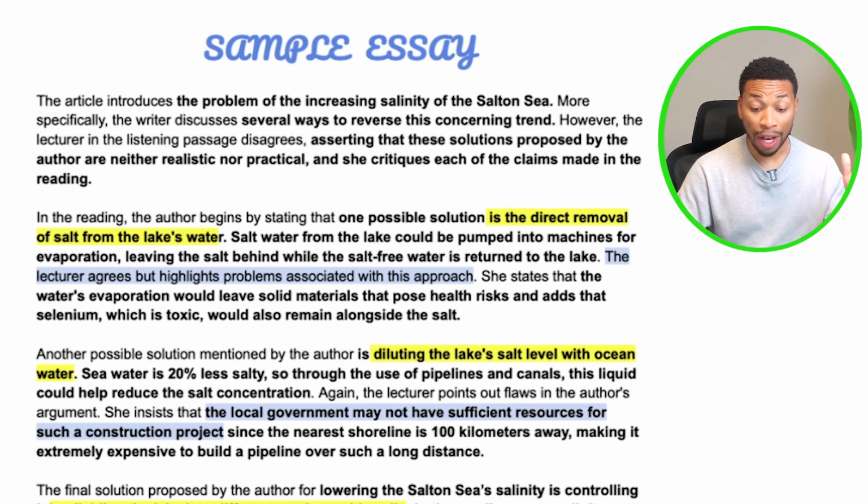First, the writer. Another possible solution mentioned by the author is diluting the lake's salt level with ocean water. Seawater is 20% less salty, so through the use of pipelines and canals, this liquid could help reduce the salt concentration. Now the speaker. Again, the lecturer points out flaws in the writer's argument. She insists that the local government may not have sufficient resources for such a construction project, since the nearest shoreline is 100 kilometers away, making it extremely expensive to build a pipeline over such long distances.